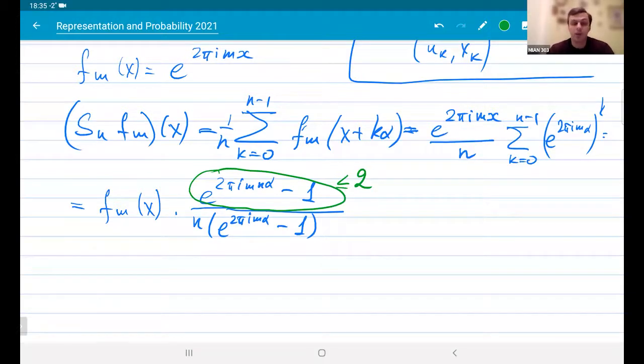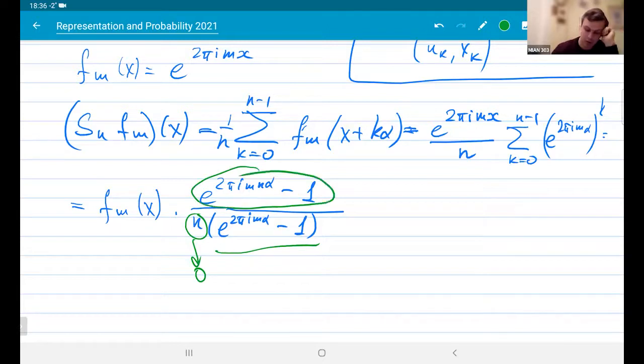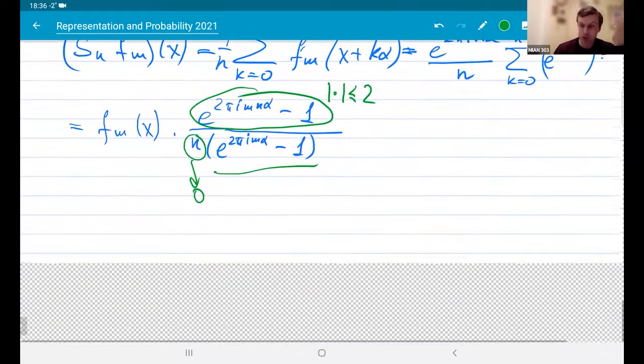So for example, you see that for every such function f_m, you have this uniform convergence, because this function is just multiplied by some number that does not exceed 2, but then you divide it by n and also by another constant, this one. But this 1 over n tends to 0, and so everything else is not important. So you see this uniform convergence for one element of the Fourier series, and now for the general Fourier series.